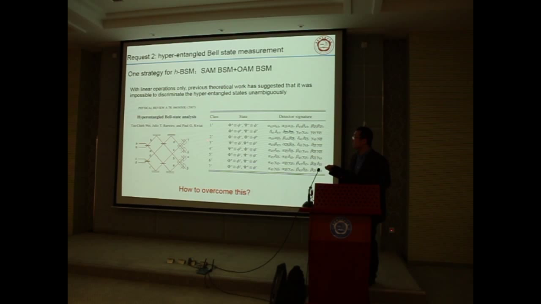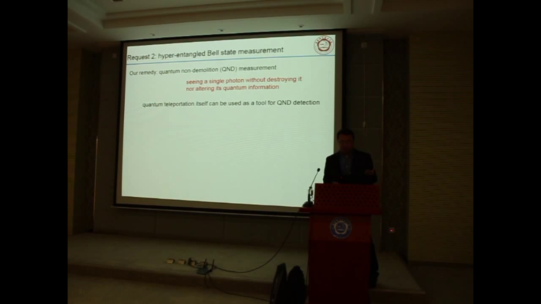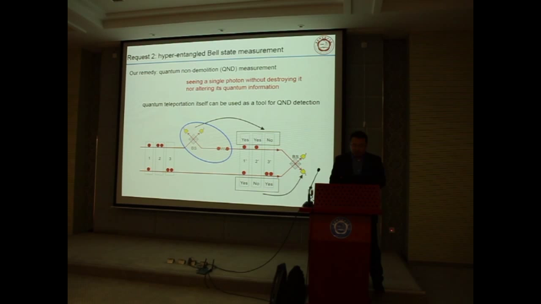So how do we overcome this? With the aid of quantum nondemolition measurement, QND, we can overcome this. Quantum nondemolition is seeing a single photon without destroying it or altering its quantum information. We found that quantum teleportation itself can be used as a tool for QND detection. So in principle, we can add another OAM entangled photon pair to implement the hyperentangled Bell state measurement.